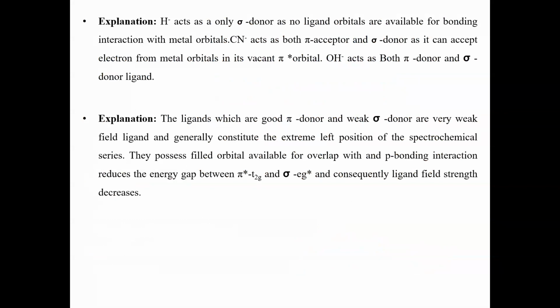Okay, so here is the explanation. Hydride ion acts as the only sigma donor, as no ligand orbitals are available for bonding interaction with metal orbitals, and these cyano ligands act as both pi acceptor and sigma donors. Okay, and this hydroxide ion acts as both pi donor and sigma donor. And as I have discussed about the second one, ligands which are good pi donors and weak sigma donors are very weak field ligands, and generally constitute the extreme left position of the spectrochemical series. Okay, so they possess filled orbitals available for overlap, and pi bonding interaction reduces the energy gap.